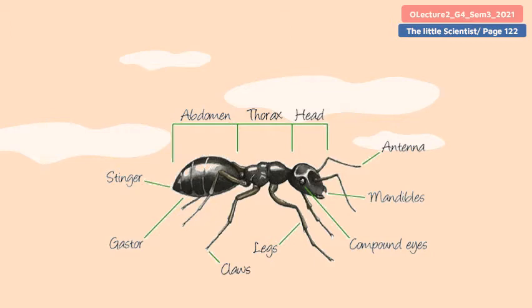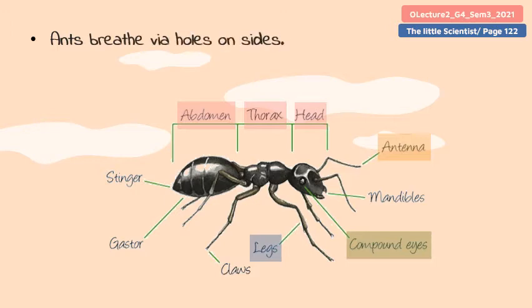Ants are insects. Why? An ant's body is divided into a head, a thorax, and an abdomen. Ants have 6 legs attached to their thorax. They also have 2 antennae on their heads. Ants have compound eyes also. How do ants breathe? They use holes on the sides of their bodies to breathe.